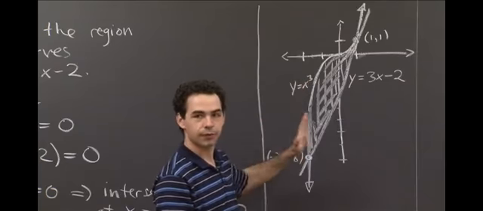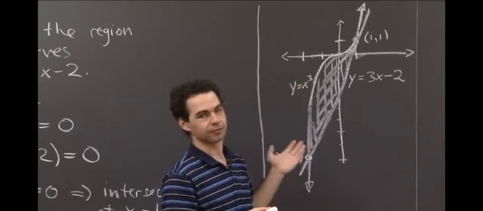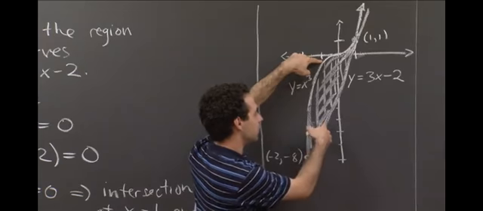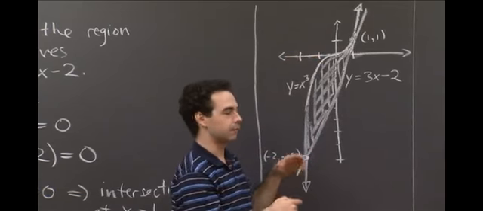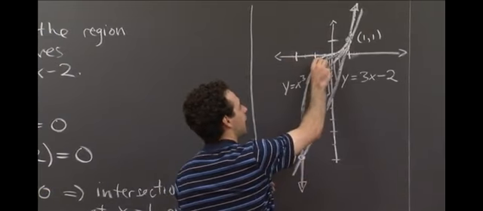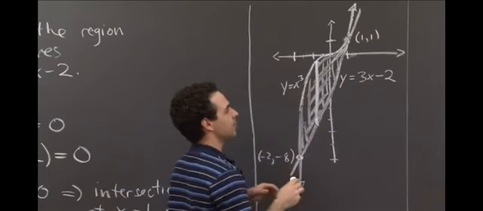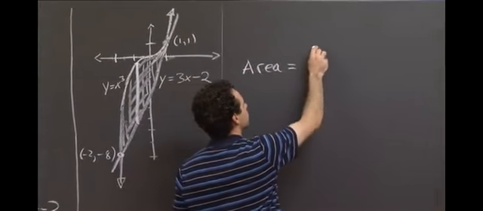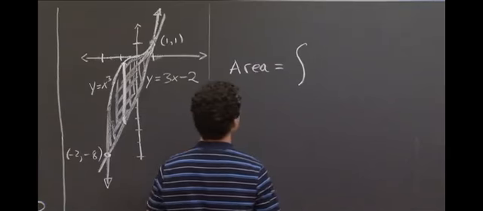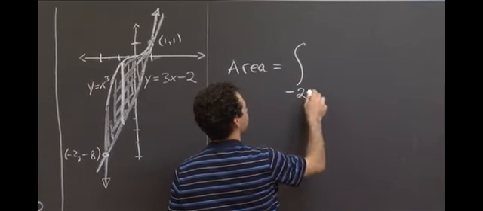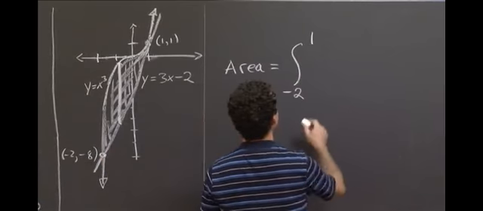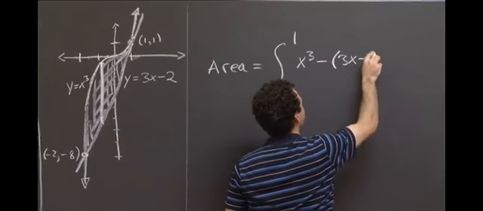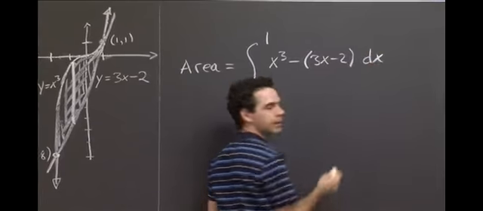So when we imagine cutting this region into lots of little approximate rectangles, the height is going to be x cubed minus the quantity 3x minus 2, right? The x cubed is on top, and 3x minus 2 is on the bottom. So the area is equal to the integral, and now we know where we have to integrate from and to. We're integrating from x equals minus 2 to 1 of x cubed minus the quantity 3x minus 2, dx.